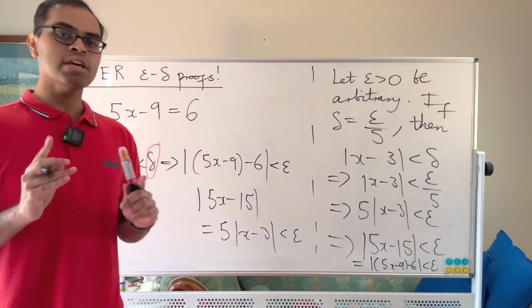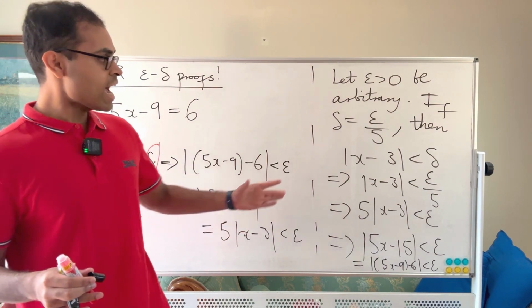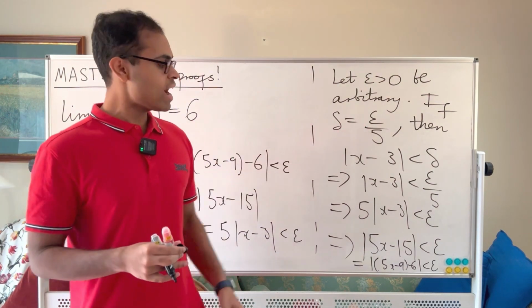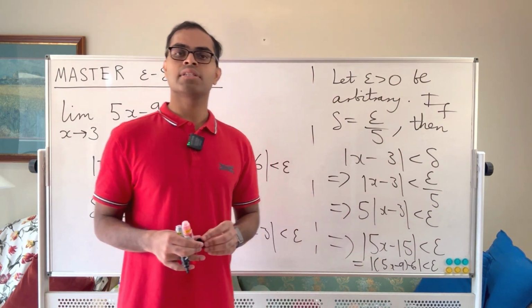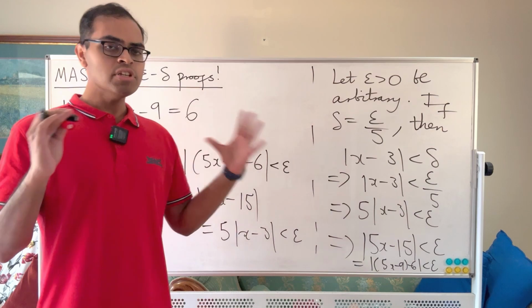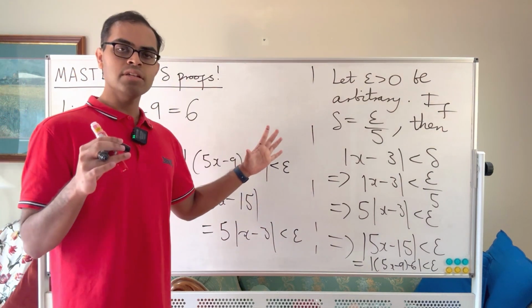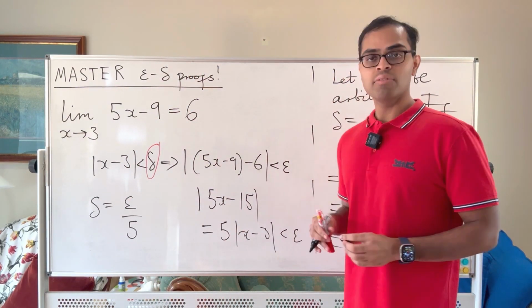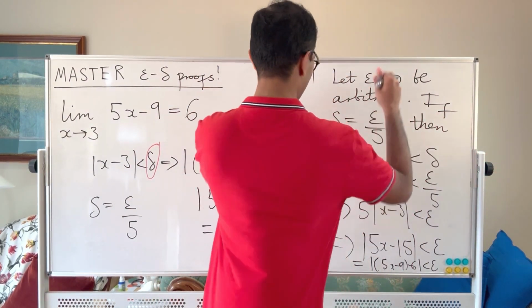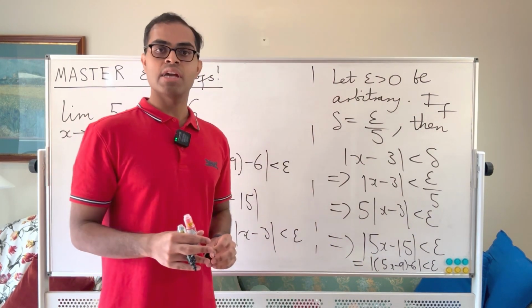So no matter how close I wanted 5x minus 9 to be to 6, I could ensure that if delta was epsilon over 5, then as long as x was that close to 3, 5x minus 9 would be that close to 6. I repeated myself a lot here, but I want to drill in the concept. We're just trying to solve for delta in terms of epsilon in each of these proofs. And once we've done that, we need to write out the proof in this way, starting with epsilon greater than 0 being arbitrary.